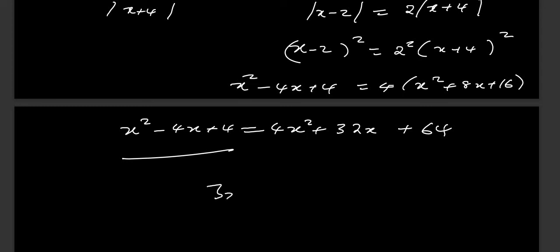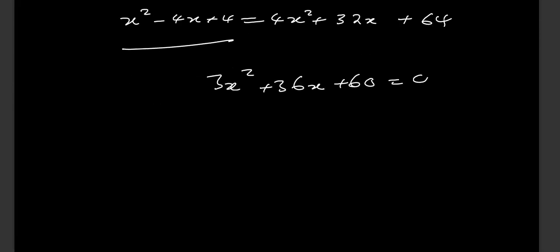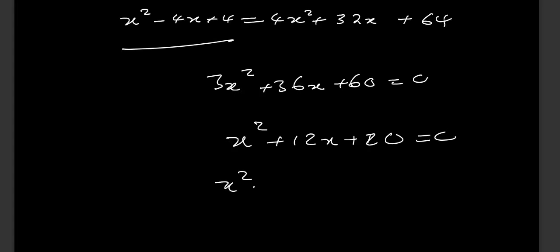This is going to land us into 3x squared, then 36x, and when you take the 4 to this side, this gives you 60. That's what you get. Then divide everything by 3. This is just going to be 12x, then this is supposed to be 3 there, and that's a 20. So what numbers can multiply to give us 20? This is just supposed to be 10x plus 2x, so x squared plus 12x plus 20 is equal to 0.